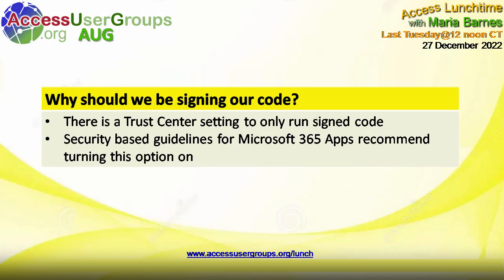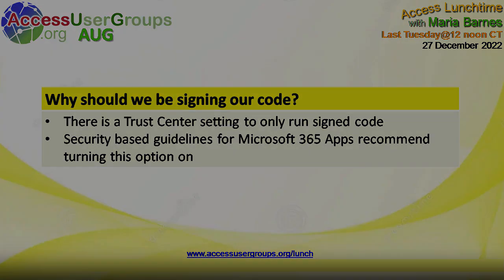So why should we be signing our code? There's a Trust Center setting to only run signed code, which I just showed you. That was that third option. And the new security-based guidelines for Microsoft 365 apps now recommends turning that option on. So what does that mean for you as a developer? If you have clients and they're following Microsoft 365 apps recommended security guidelines, they may very well be setting that setting. And so you need to be prepared to deal with it.